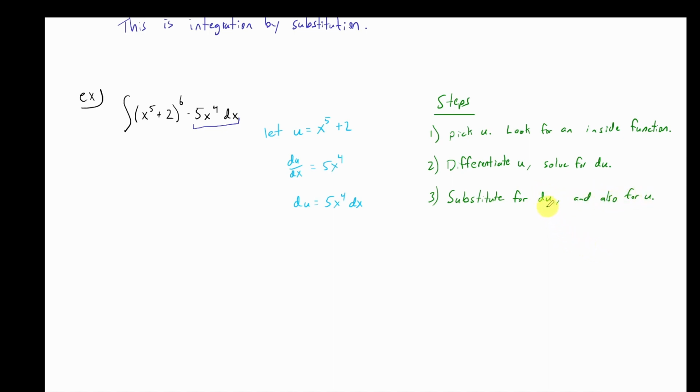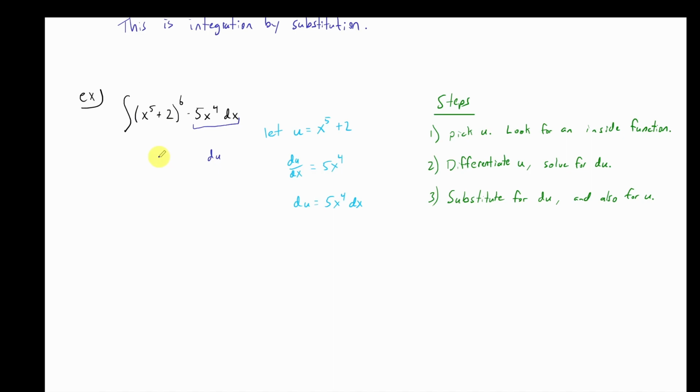I'm going to really emphasize substituting for du. You should make a habit out of doing that first. If you forget to substitute for the du, you're going to end up with something meaningless, and you'll likely get stuck or get the problem wrong. So this 5x to the 4th dx becomes du.